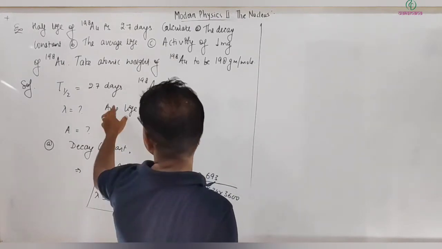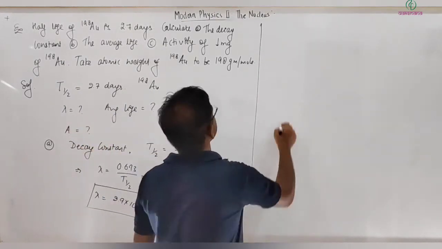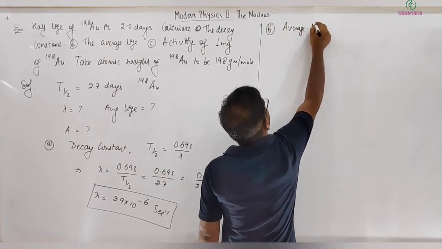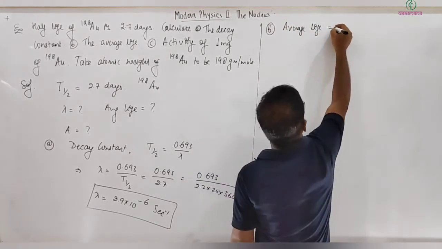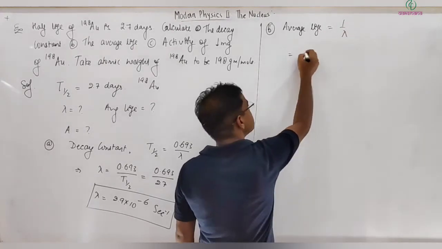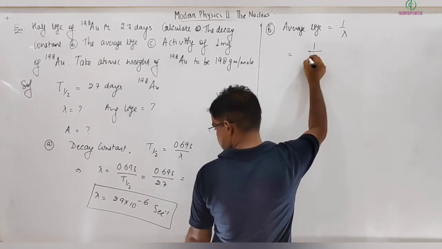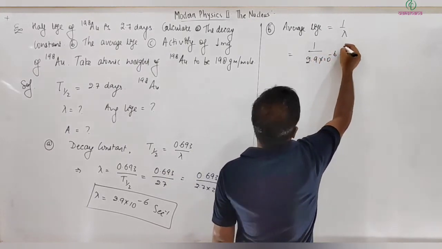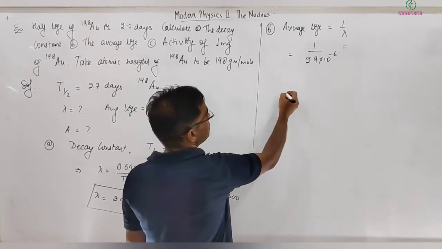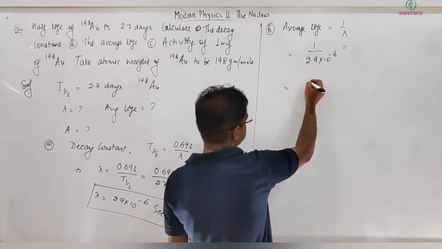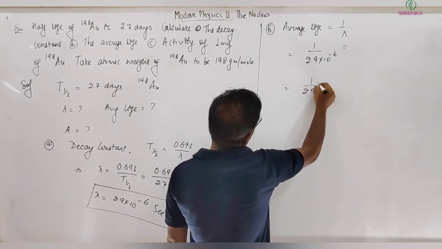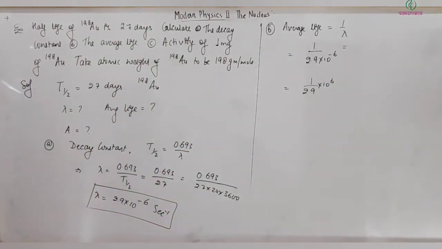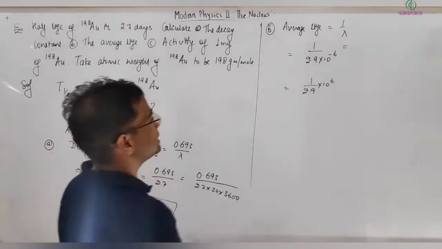Next is the average life, the B part. Average life, you know, is actually 1 by lambda. So you can write 1 by 2.9 into 10 to the power minus 6. After solving, this will come out as 1 by 2.9 into 10 to the power 6, around 3.